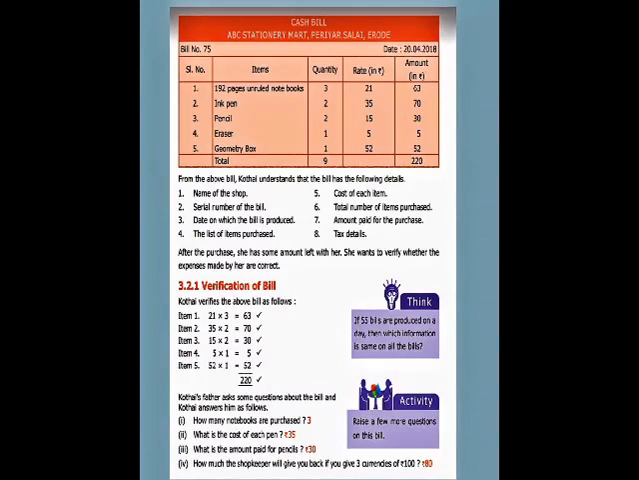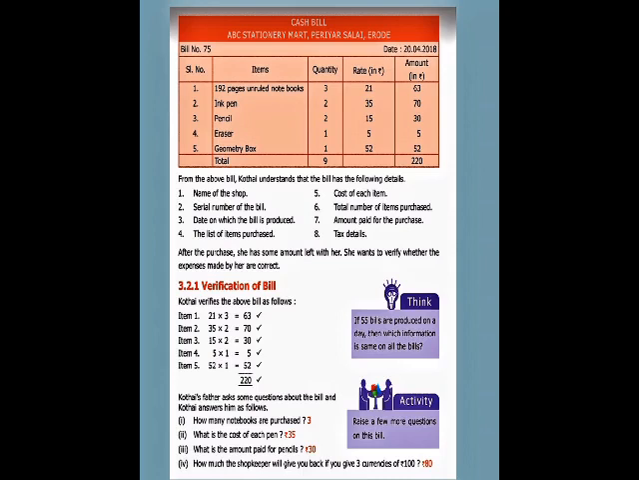See the page. The bill number is 1775, and the date is given, and the serial number, items, quantity, rate and amount are given. Rate means one item's rate. Quantity is how many items you purchase. The last one is amount: quantity multiplied by rate gives you the amount. From the bill, what did you understand?